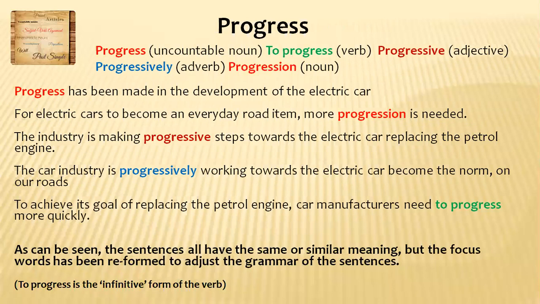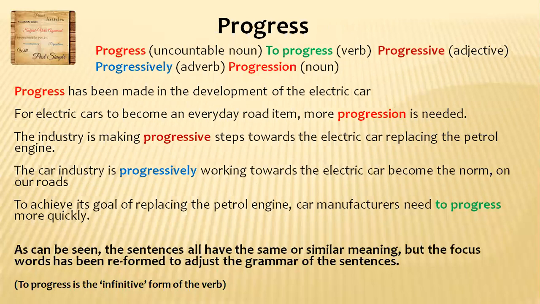Norm is a short kind of, not a slang, I wouldn't say it's slang, because we do use it in academic situations. It means normal, but when you say the norm, it means the normal thing. So the last sentence, to achieve its goal of replacing the petrol engine, car manufacturers need to progress more quickly. So the last one is progress as a verb.